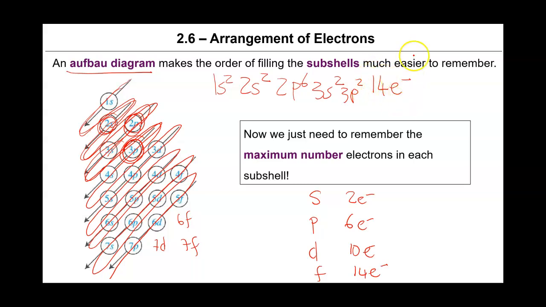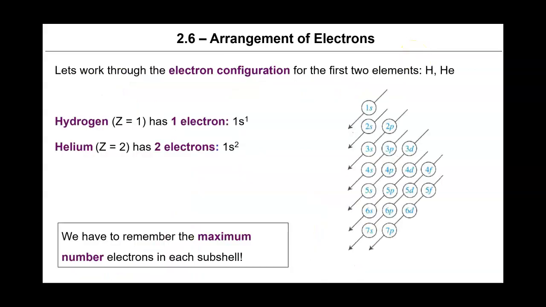So it's a pretty simple kind of procedure. Okay, we'll go through that now. So we're going to work through the electron configuration for the first 2 elements, hydrogen and helium. Now hydrogen has atomic number 1, which means it has 1 electron. So its electron configuration will just be 1s1.